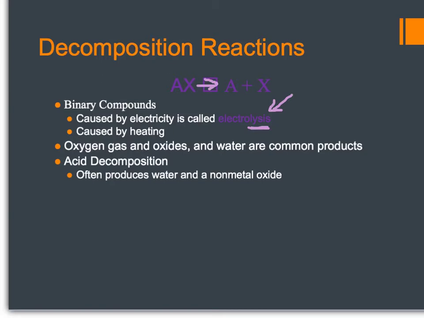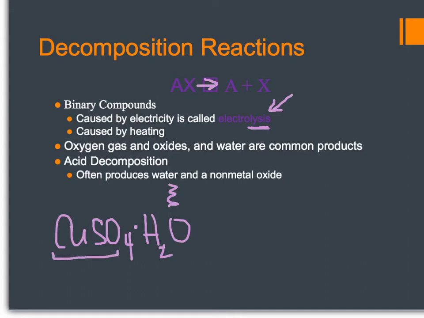You can also break compounds down by heating a lot of times. So if you heat, say, something that involves water, right? When you heat, let's say we're heating copper sulfate with the water, this would be called a hydrate. If we heated this up, the water would evaporate pretty quickly into a gas, and you would be left with the copper sulfate behind, and then you could further break that down through other processes. So there's a variety of ways that decomposition can occur.